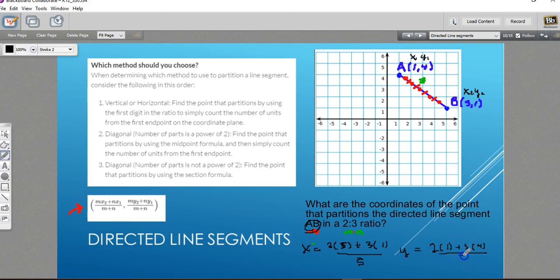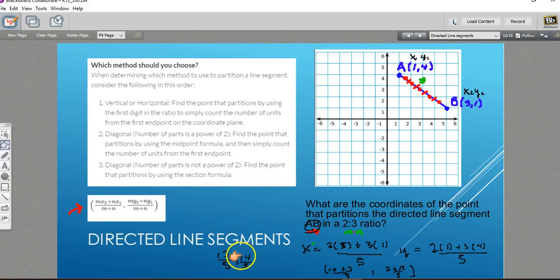So it's going to be 2 times y2, which is 1, plus 3 times y1, which is 4, divided by 5. Okay, so then we're going to have 10 plus 3, and this isn't going to work out as evenly as I want, but that's okay. 10 plus 3 fifths, and then 2 plus 12 fifths. And so our coordinates are going to be 13 fifths and 14 fifths, which if you think about it, 13 divided by 5, right?